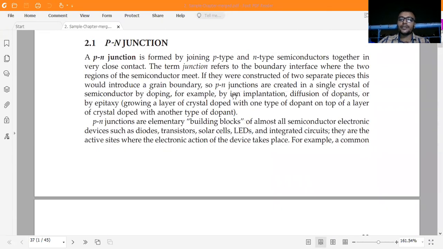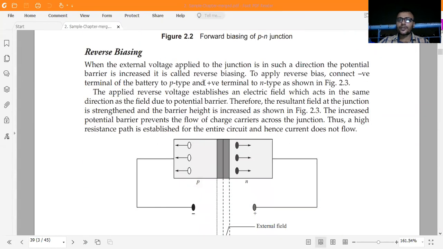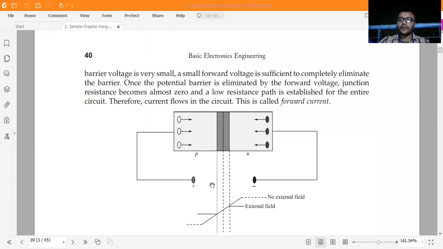How does a PN diode work? What is forward bias? What is reverse bias? If you look at forward biasing, the positive terminal of the battery is connected to the P type and the negative terminal of the battery is connected to the N type, then current flows in this direction, and electron-hole formation takes place here, and the current flows from P to N side like that.